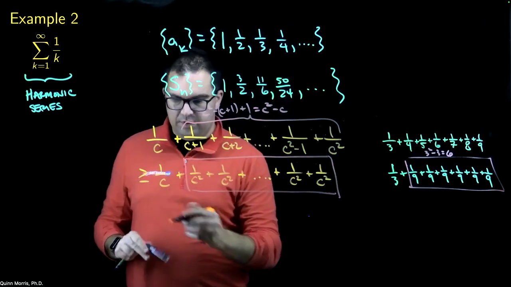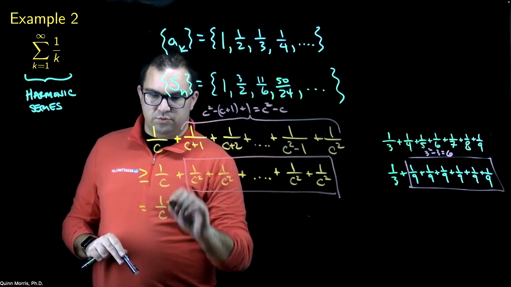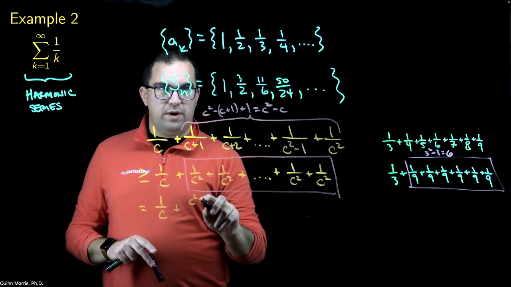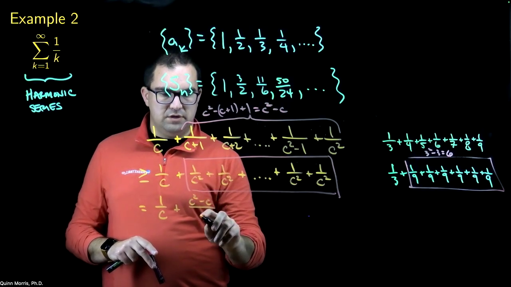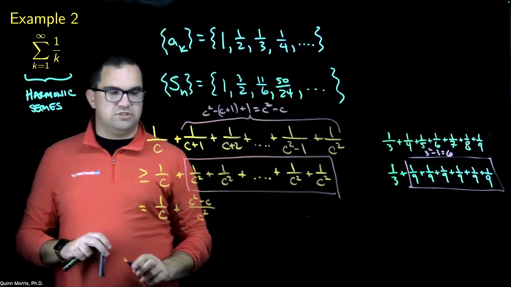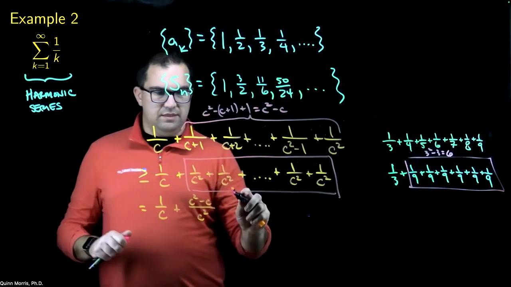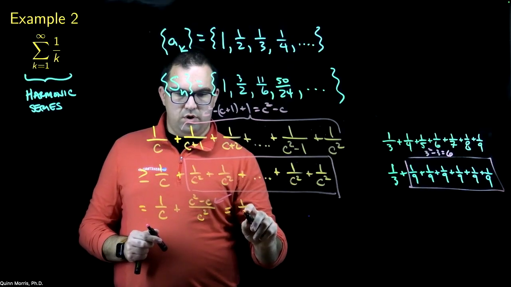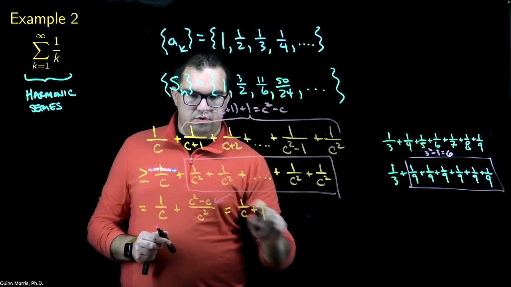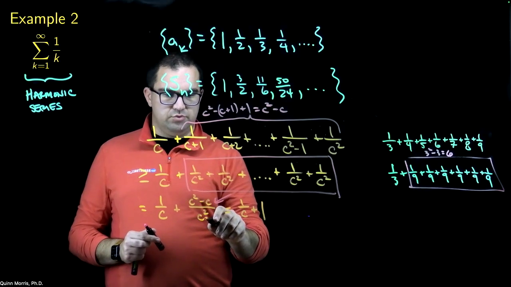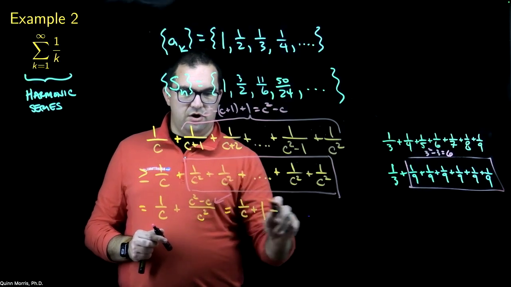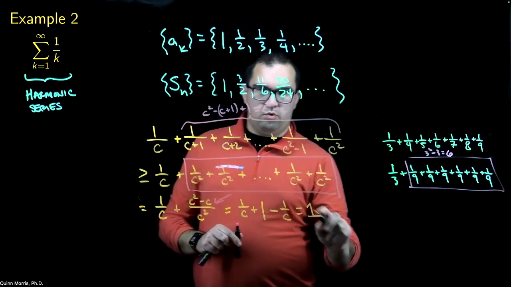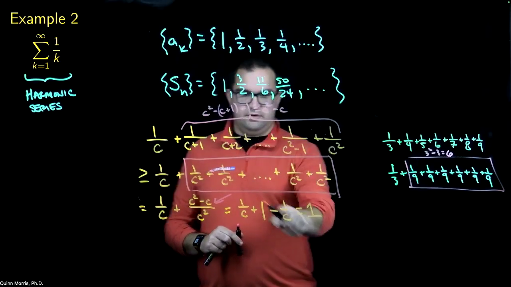So down here, this sum is equal to this 1 over c that is just hanging out, plus, down here, I have c squared minus c terms, each of which has the value 1 over c squared. So the sum in this box becomes this. Well, if I look at this, this is 1 over c plus c squared over c squared, which is 1, minus c over c squared, which is 1 over c. So this whole quantity turns out here to be 1.